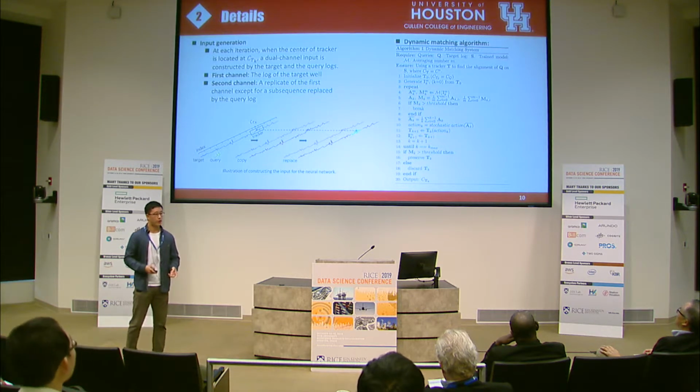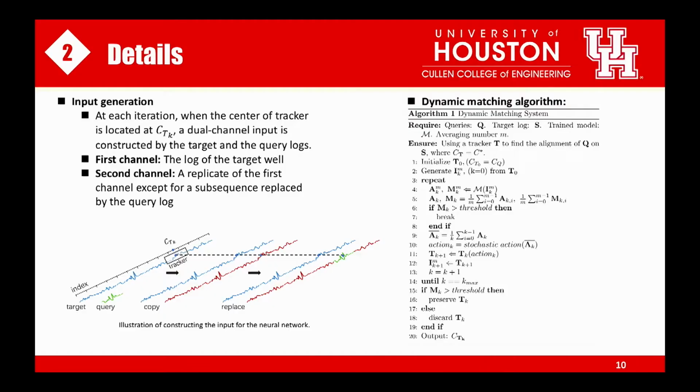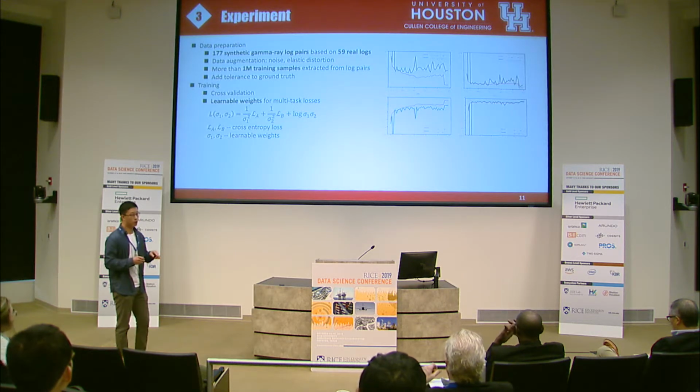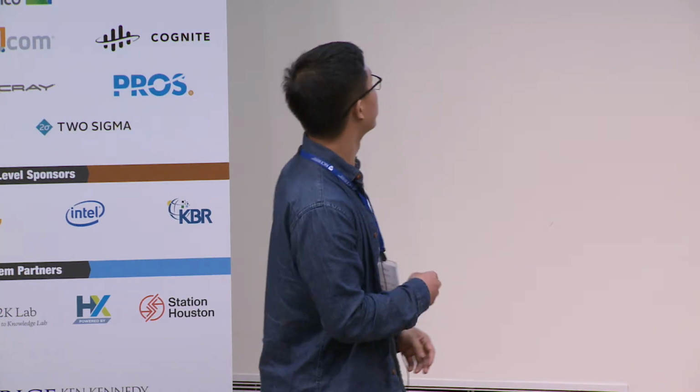The input of our model is a dual channel input. The first channel is the whole target log, and the second channel is a replicate of the first channel except for a subsequence replaced by the query. And we train our model based on 177 synthetic gamma log pairs, and they are generated from 59 real logs. And we sample more than 1 million training samples extracted from these log pairs. And we use learnable weights to balance these losses during training.